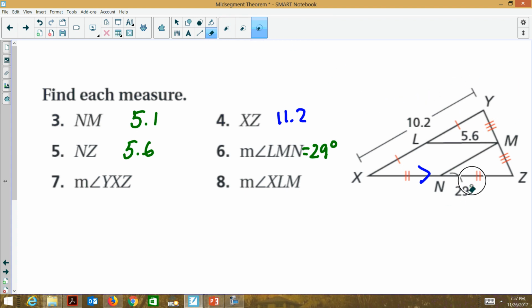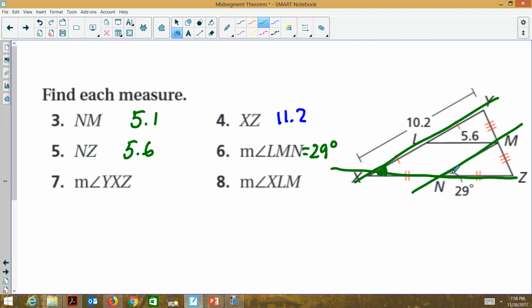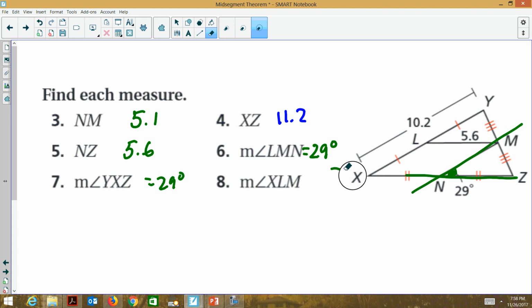Let's go through these last two problems. So, we want to know what the measure of YXZ is. YXZ, which is this angle. Well, we can identify quickly that we have two parallel lines here cut by a transversal. And M and Z and YXZ are corresponding angles. So this is also equal to 29 degrees because of the corresponding angles postulate.